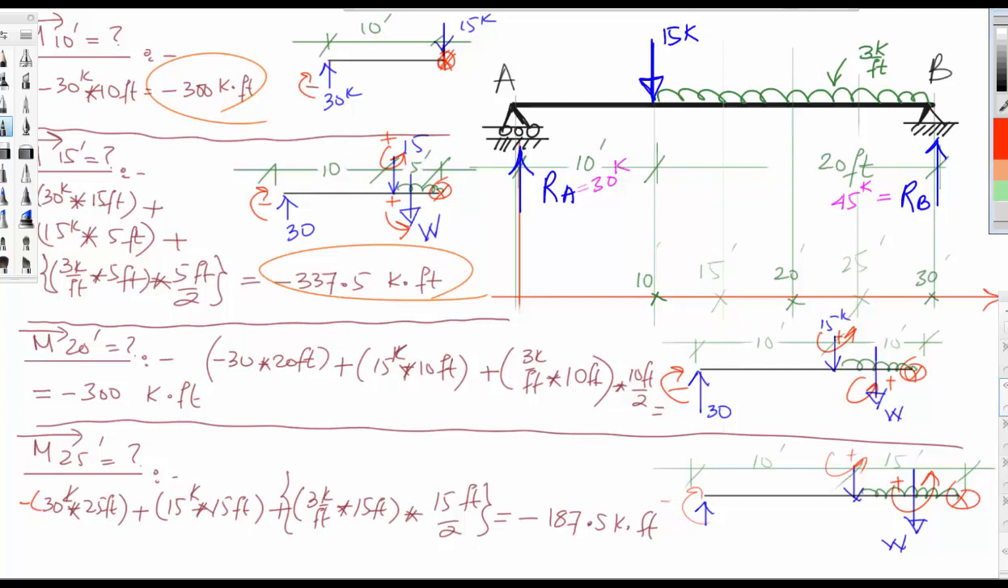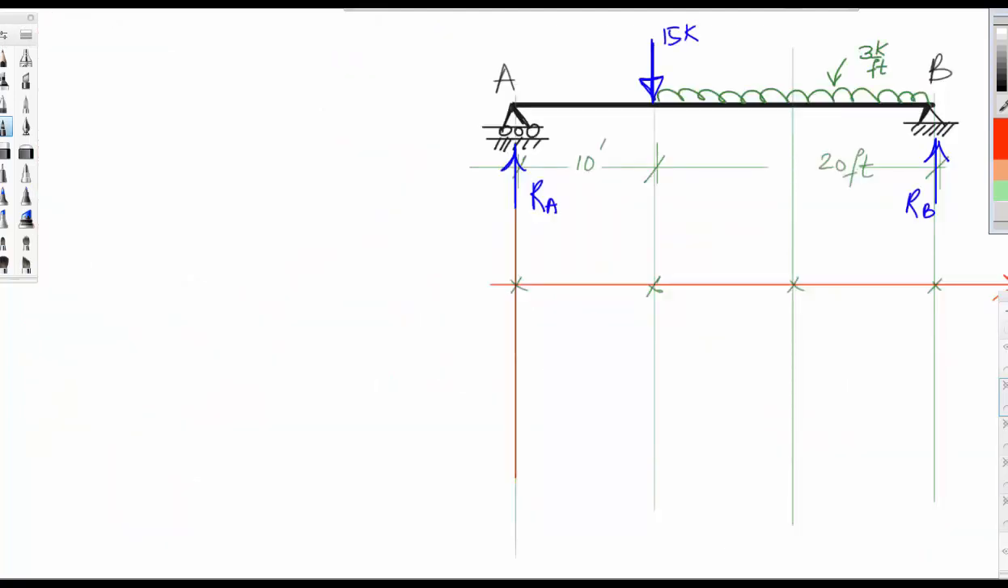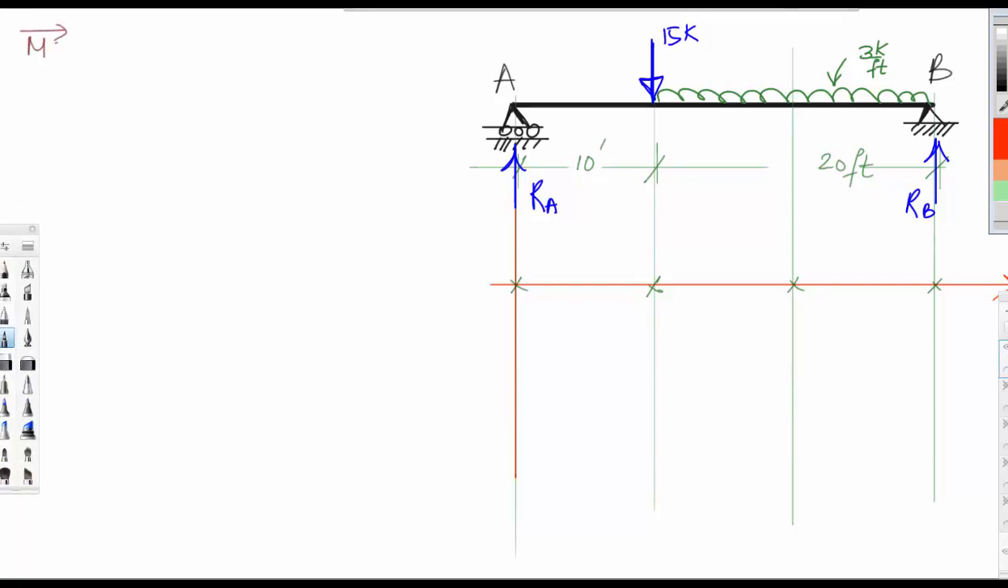The last one will be the bending moment at this point. To prove that we were using the very same equations, we should get 0 because the bending moment at hinges should be 0. So let's do that. Bending moment at a distance of 30 feet is equal to how much?